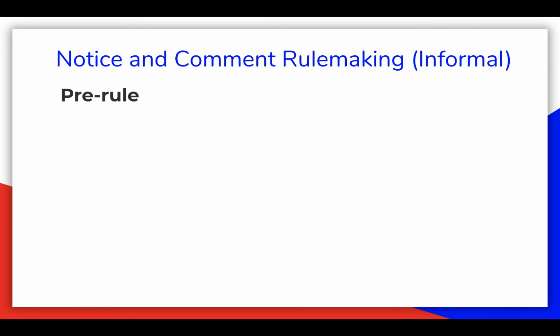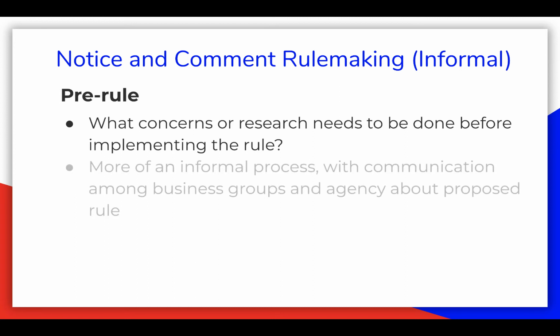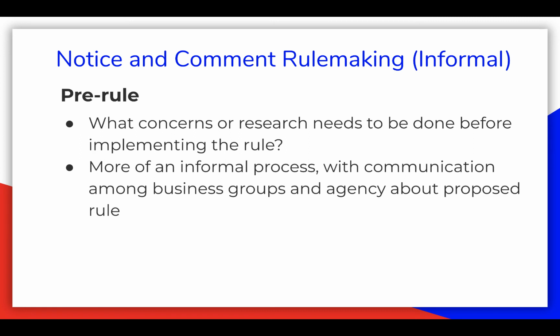In this stage, they'll be working on 3 tasks, okay? First, the bureaucracy is going to explore what concerns or research needs to be done before implementing the rule. Second, this stage is considered somewhat informal, but they're going to be communicating with businesses and industrial groups about the proposed rule. They're going to talk about any problems or costs that they see that might occur in implementing this new rule.